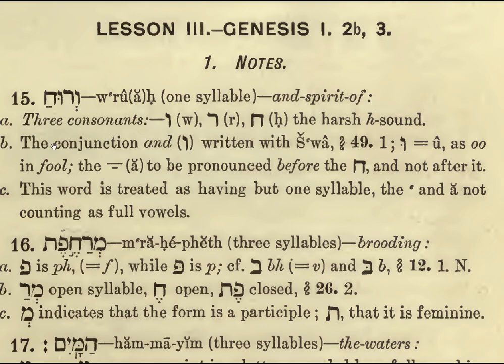Veruach. So there are three consonants here: V, R, and H. And we have the vowel U in the middle. A long vowel, U. Short I, short A. Veruach. The conjunction V is written with the Shva. And this sound here, with the dot inside the middle, is oo.